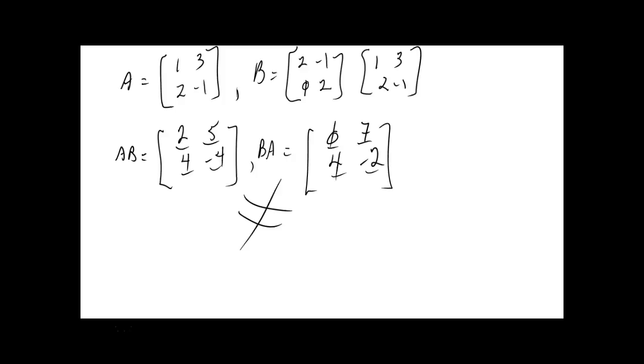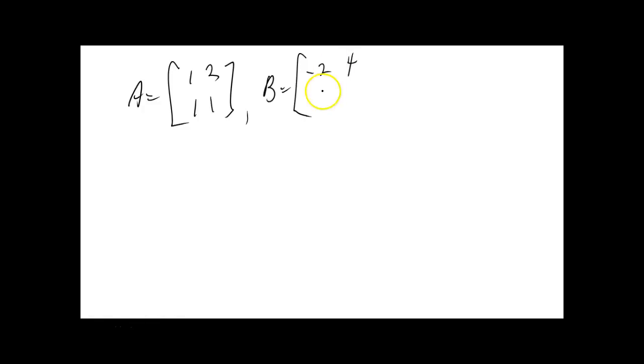Now, I kept throwing in some weasel words here. In general, that's not true. If this is the first and only one you had ever seen, A is equal to 1, 2, 1, 1, and B is equal to negative 2, 4, 2, negative 2. If that had been the first one you tried this on, what does this AB produce? Can you multiply it? What size? 2 by 2. What values?